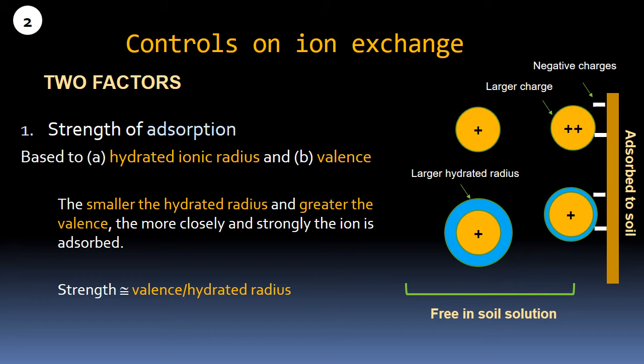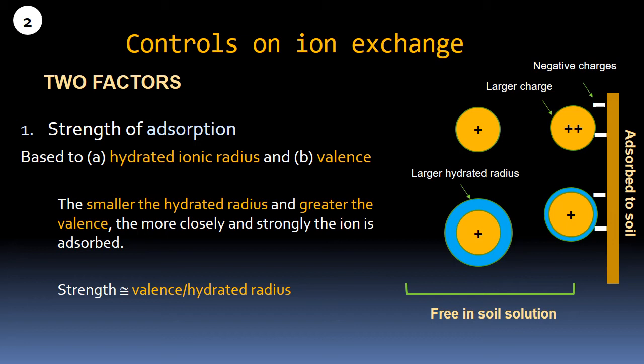Why? Because as the hydrated radius increases, this shell of water will basically dilute the strength of that positivity, and therefore it will not be that strongly positive. The one with a smaller hydrated radius would have more affinity to be held tightly, because its positivity is stronger than the other one, and therefore it will be tightly attached in the soil.